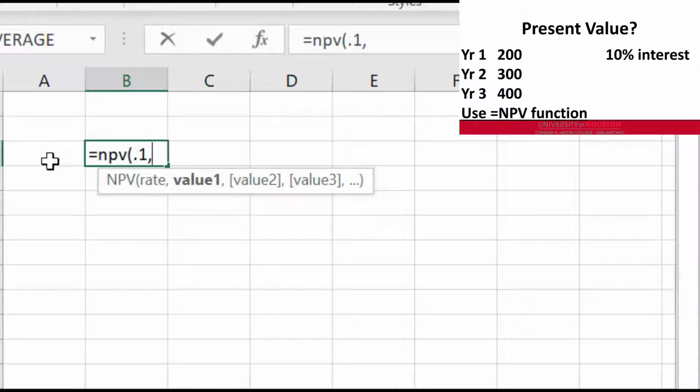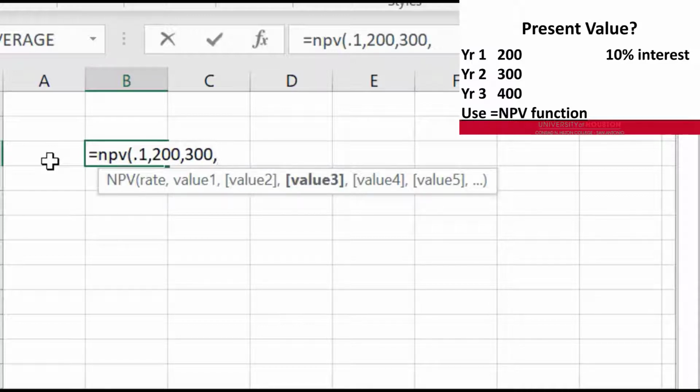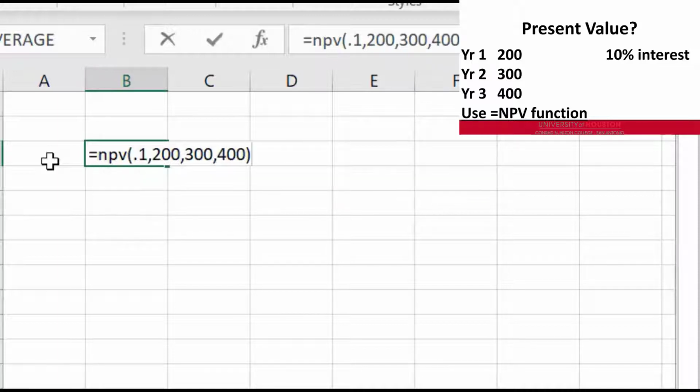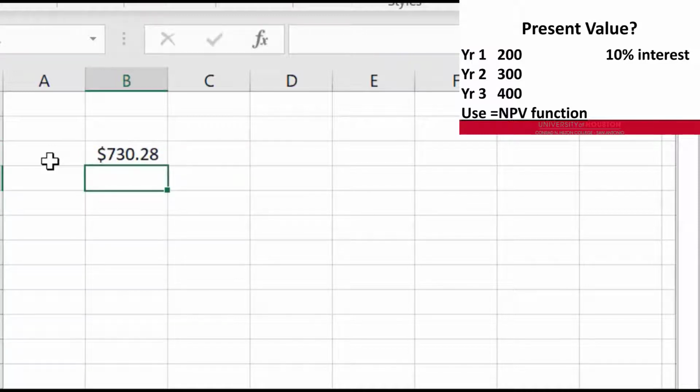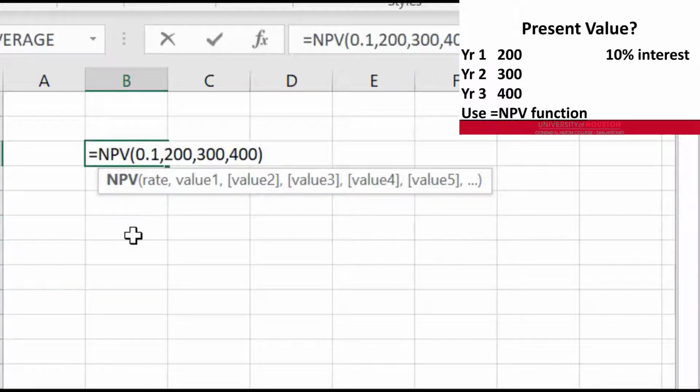In this case, we were getting $200 after 1 year. The next one is going to be the second year value. In this case, we were getting $300. And the third one is going to be the third year's, and so on. Since we only have 3 values, we can close out the parentheses and hit equals. And it gives us the present value of this uneven income stream. I'm going to open it up so that you can see what this is.